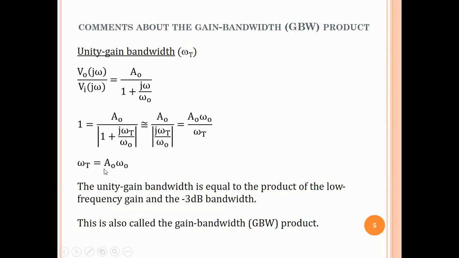Stated in words, this is saying that the unity gain bandwidth of this transfer function is equal to the low frequency gain multiplied by the minus 3 dB bandwidth. It is a product of these two, and this is why the unity gain bandwidth is also often called the gain bandwidth product, or just GBW product.